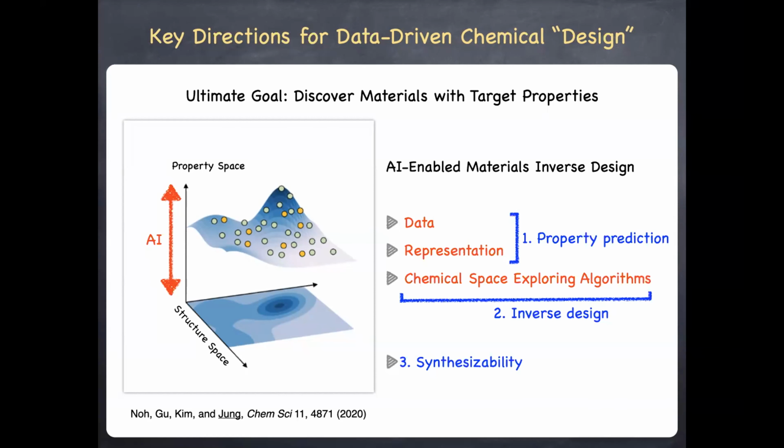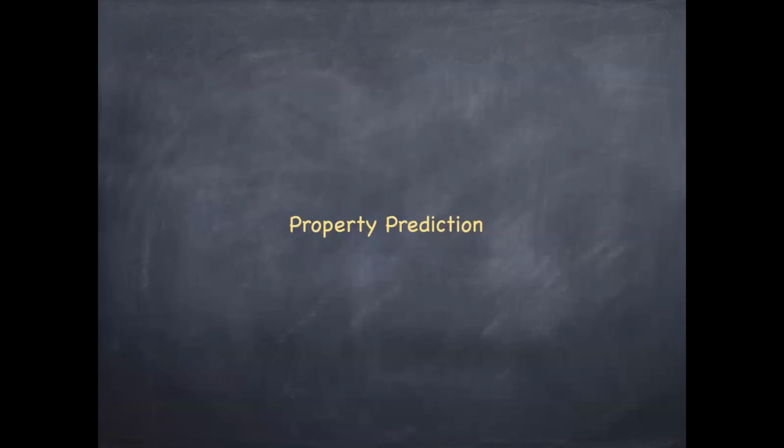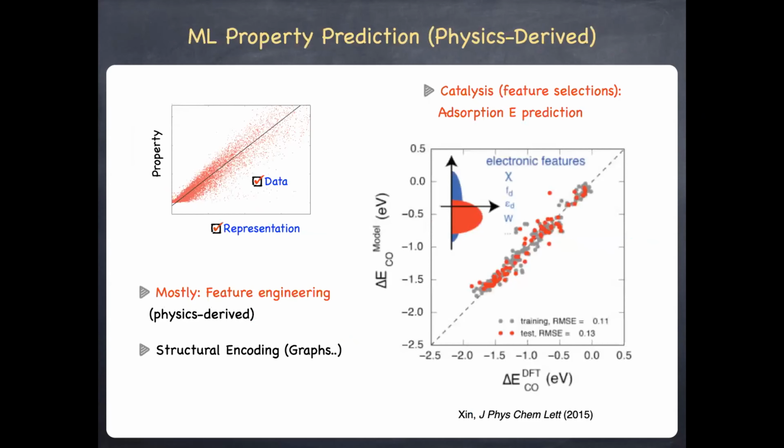But today, I'll be focusing on the first and third aspects, property prediction and synthesizability, due to the time limit. Okay, so the property prediction first. Like I said, if you have data and a way of representing the data, then one can set up a simple regression model, or sometimes sophisticated ones. And that would allow us to predict the property of an unknown compound.